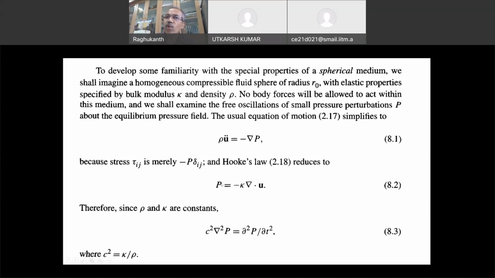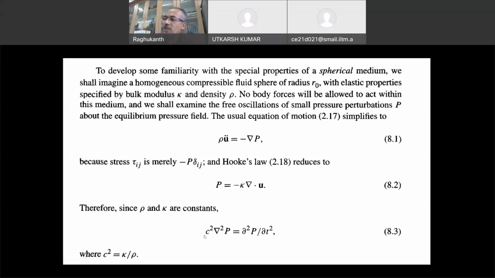And then you combine both of them. You will get c square del square p equal to dou square p by dou t square. So this is the equation of equilibrium for a fluid sphere with radius r naught. And of course, c square is k by rho, where k is the bulk modulus and rho is the density.